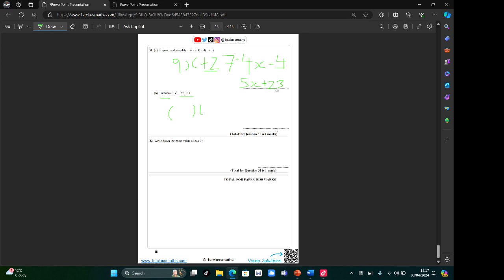Next question. So factorizing a quadratic. So this will be x and x. So x times x makes x squared. We now want two numbers that add to make positive 5 and times to make minus 14. That'll be positive 7 and minus 2, because 7 plus minus 2 makes positive 5, and 7 times minus 2 makes minus 14.